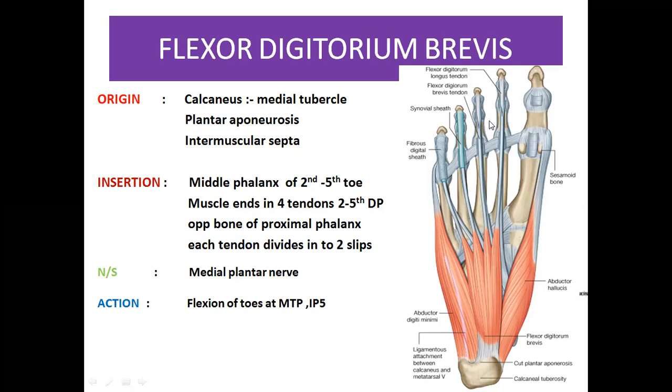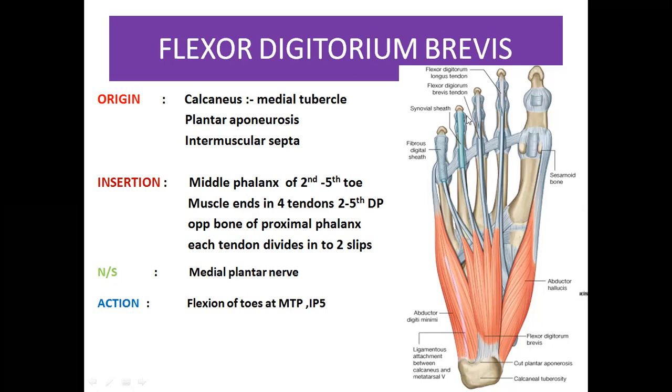Muscle ends in 4 tendons. Opposite to the proximal phalanx you are finding, and also the distal phalanx. Each tendon divides into two slips. You can see here, this is the tendon, and it is dividing into two slips. Finally it is getting inserted into the base of the distal phalanx.